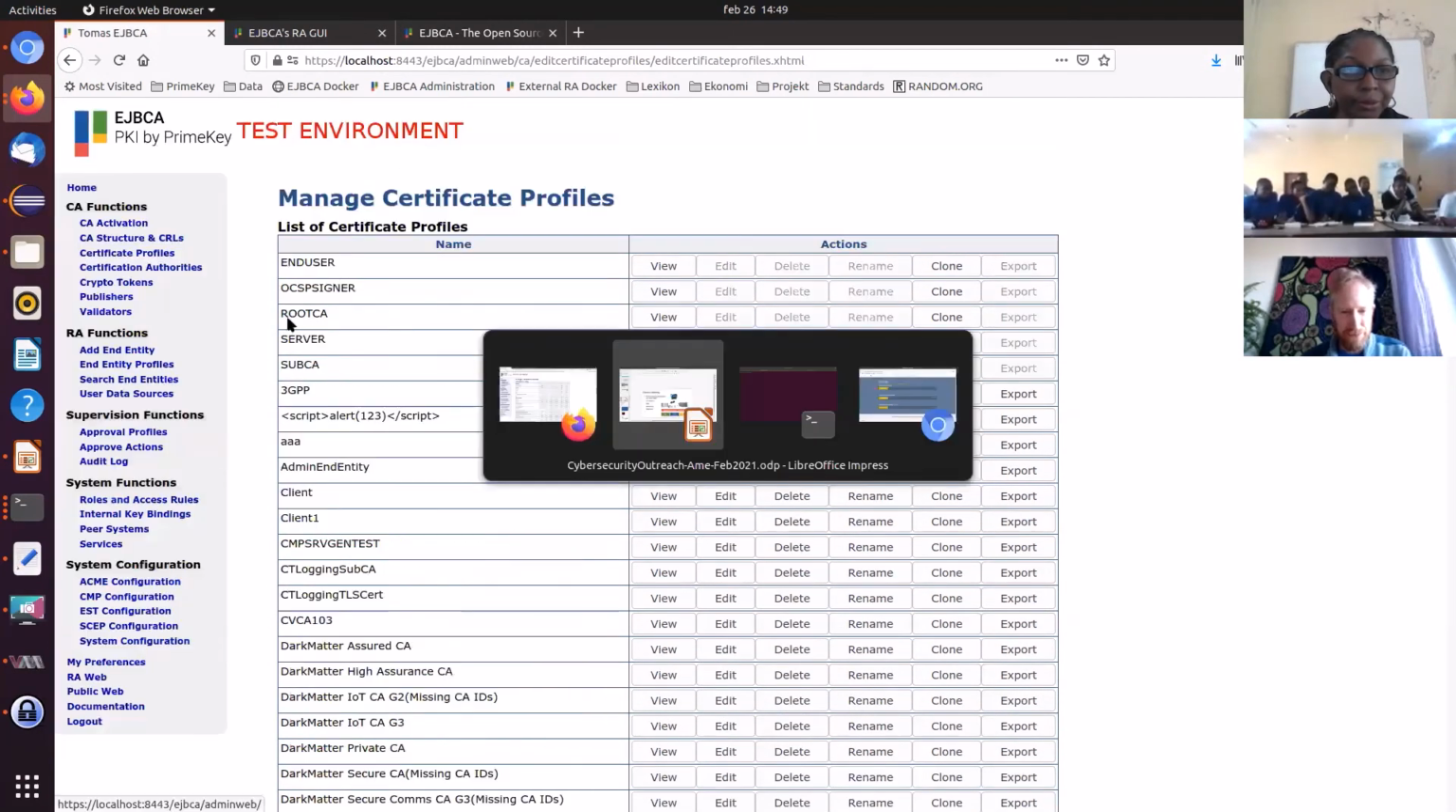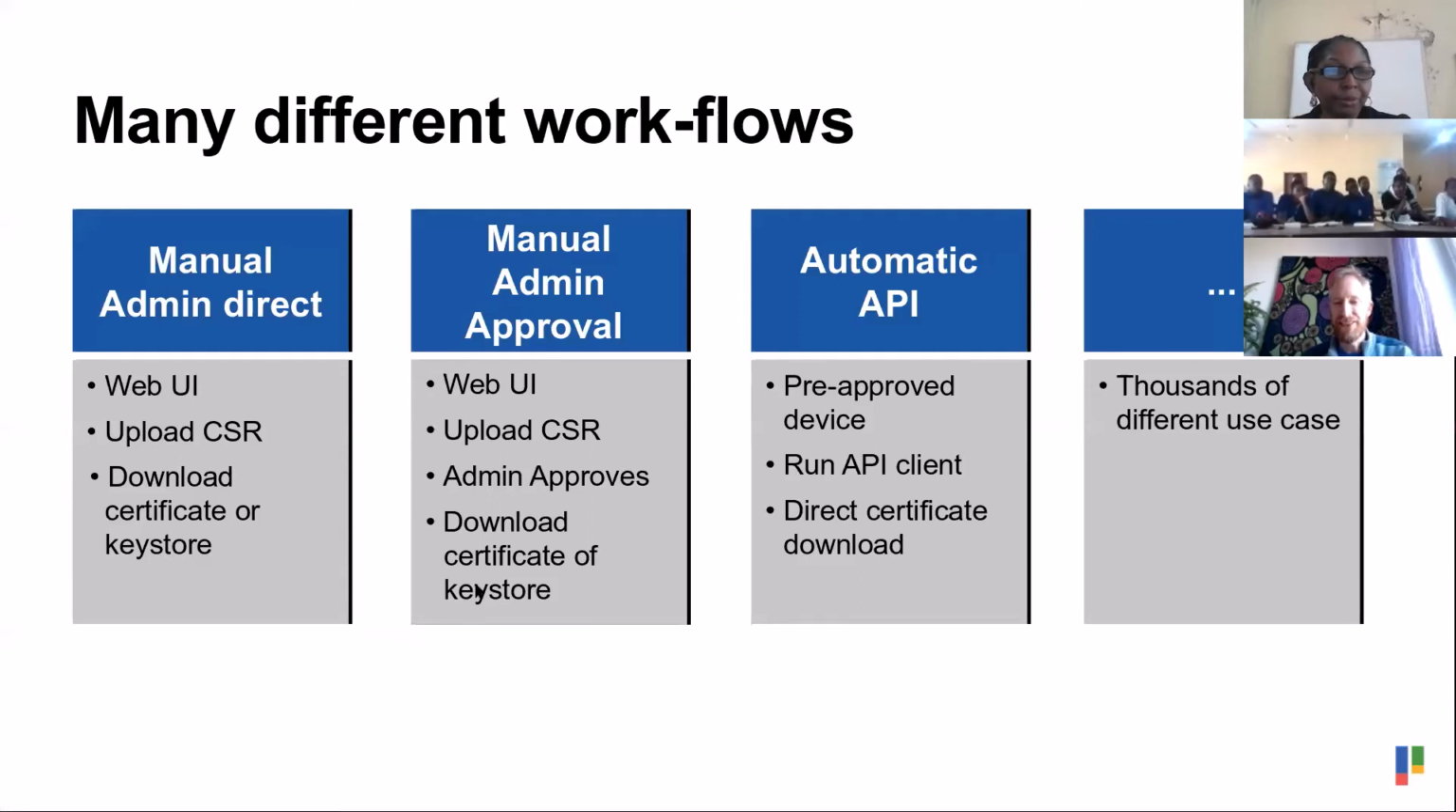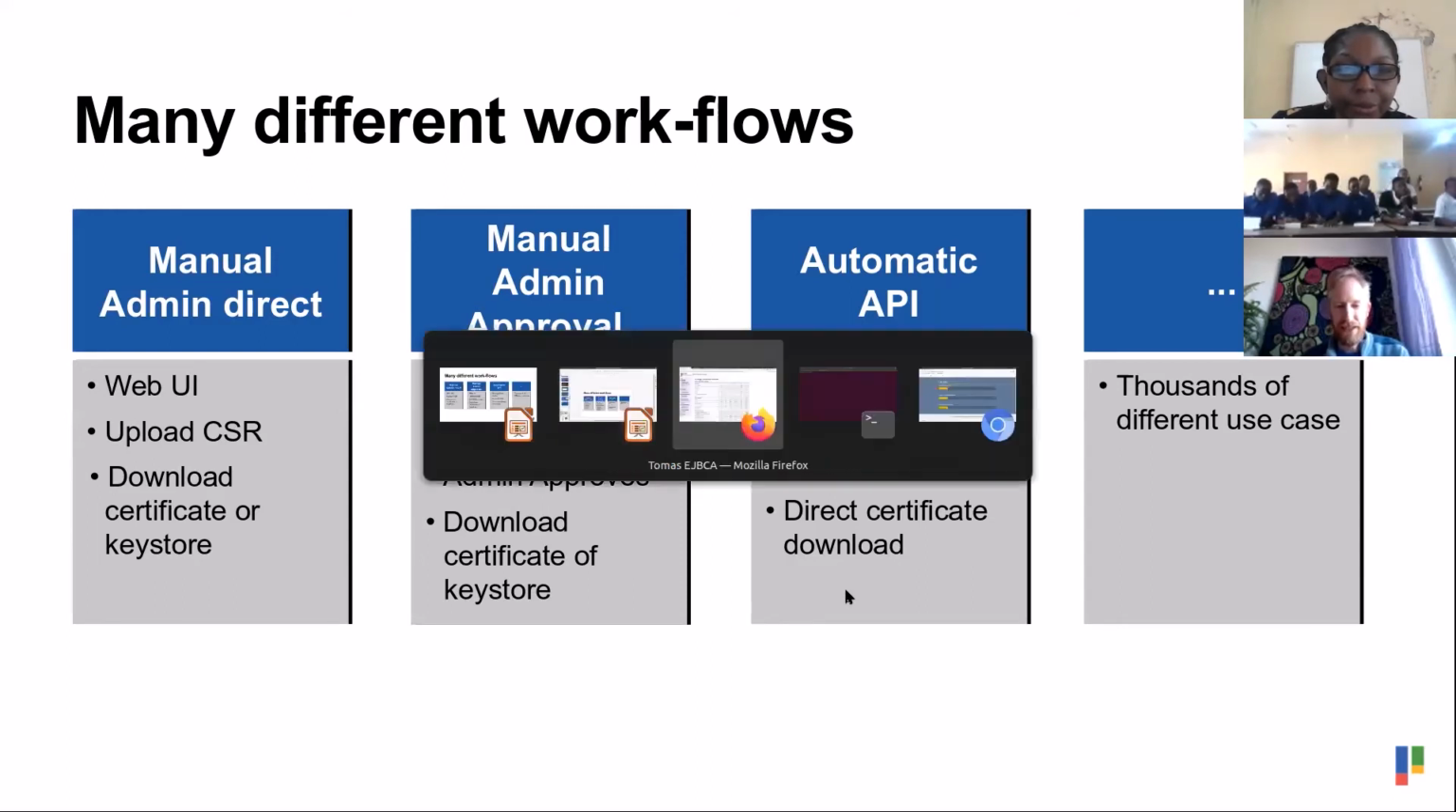So let me show this. There are many different ways that you can request a certificate. One type is, as you mentioned, in a web browser, you can upload a CSR and you can download a certificate or a key store. Another common workflow is that you have an administrator that approves your request. So you upload a CSR again, but another administrator has to approve the request. Then you often use some APIs instead to automate the process, to make everything automated. So I can show different methods.